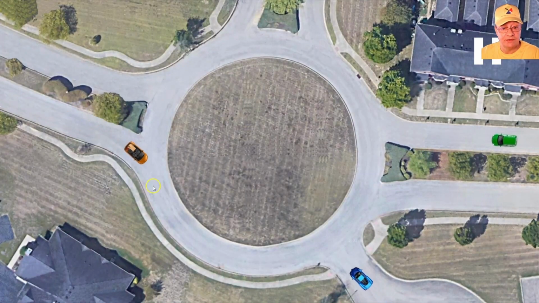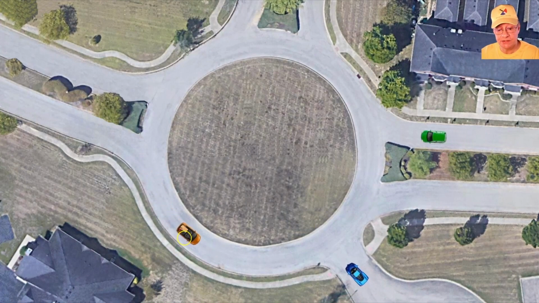So here we have the driver of a golden vehicle now entering into the traffic circle, the driver of the blue vehicle approaching the traffic circle, and likewise the driver of the green vehicle approaching the traffic circle. Because the driver of the golden vehicle is already in the traffic circle, he has the right of way. The driver of the blue vehicle and green vehicle now have to wait.